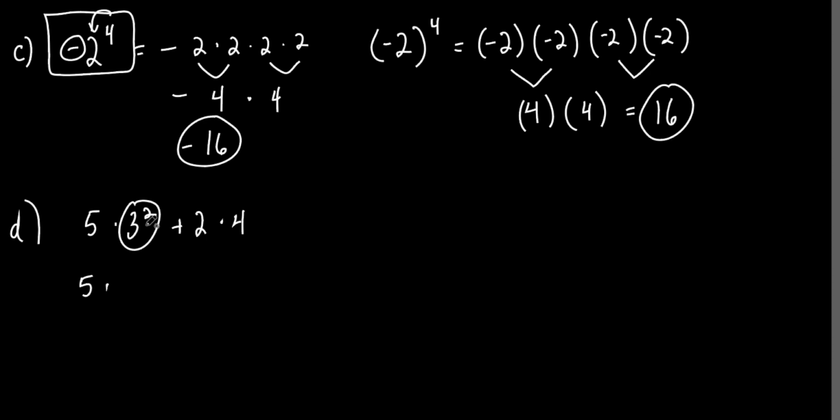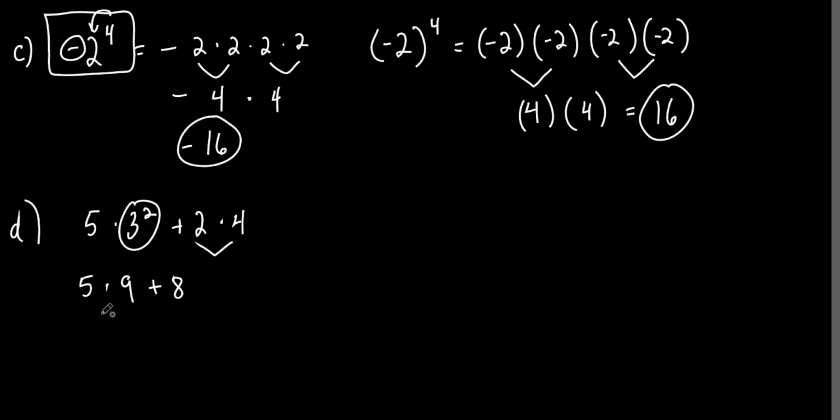So there's the 5 times what? 3 squared. We've done that about 3 or 4 times already today. What's 3 squared? It's 9. And then plus, and now that we've done the exponent, let's go ahead and do this multiplication. What's 2 times 4? It's 8. I'll answer since nobody's talking to me today. You follow my steps? I did the exponent first, then I did this multiplication.